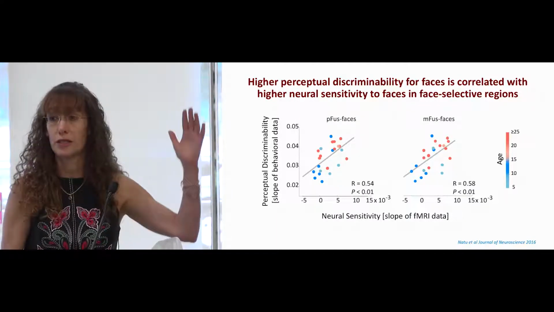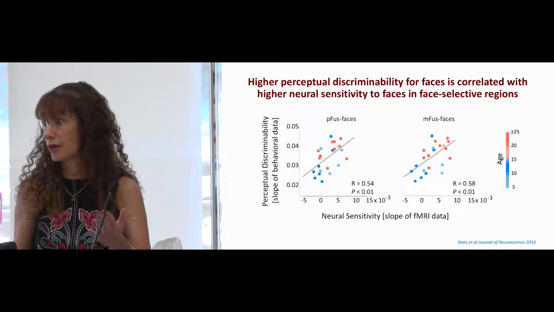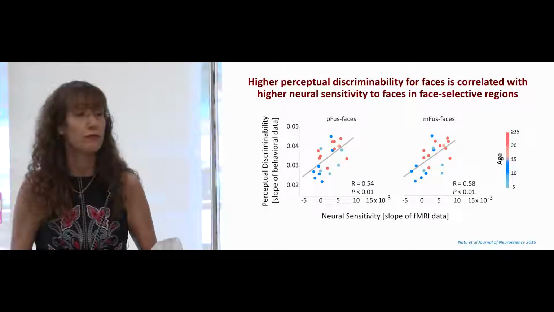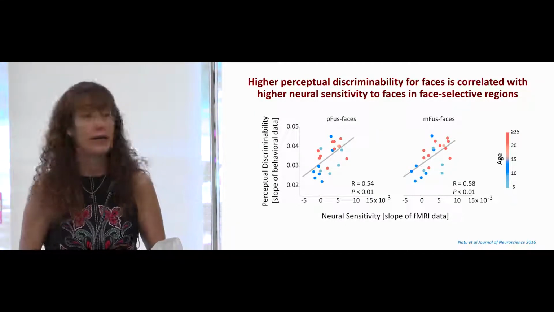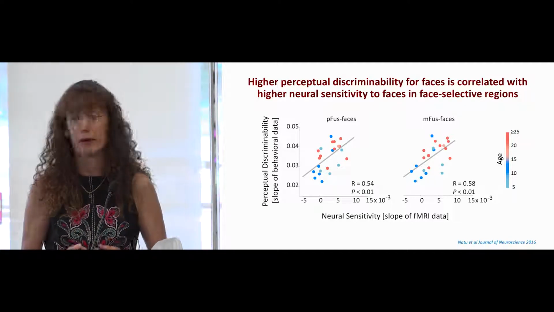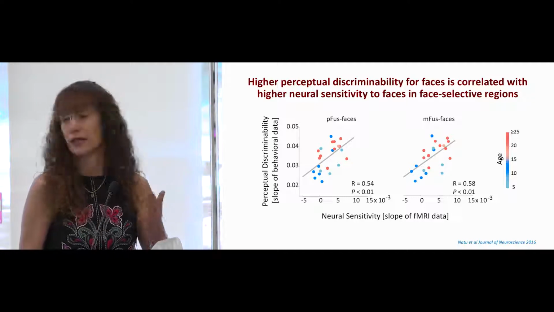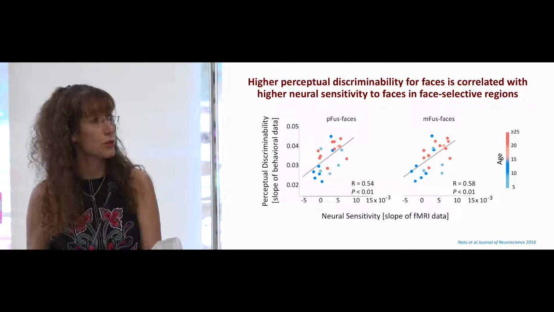And this relationship is specific to face-selective regions in two ways. First of all, if you look at this correlation compared to the overall amplitude of response to faces, this is not correlated within face-selective regions. You can measure adaptation in other parts of the brain, for example, in LO, and adaptation in LO does not predict perceptual discriminability of faces. So this suggests that the development of neural sensitivity in face-selective regions predicts perceptual discriminability.